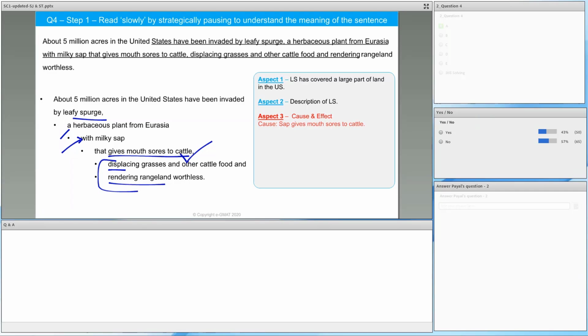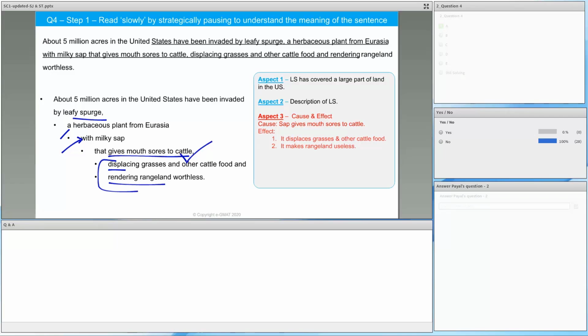So what is the effect of this action? The effect of this action is that because milky sap gives mouth sores to cattle, it displaces grasses and other cattle food. Now you tell me, is this meaning even logical? Take the yes or no poll and let me know.